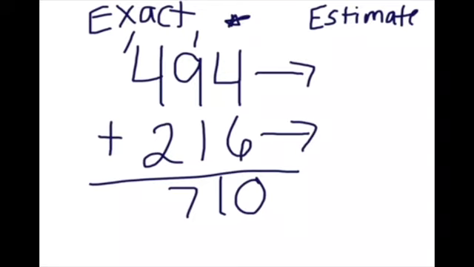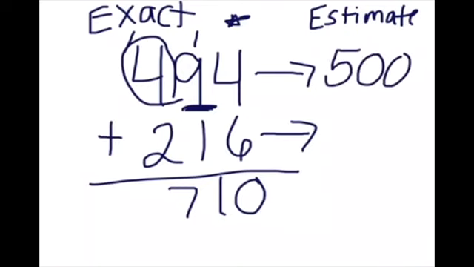Remember, if I'm going to round to the nearest 100, remember our rounding rules. I'm going to look at my tens place, and I'm going to ask myself, is it 4 or lower, or 5 or higher? It is 5 or higher, right? 9 is higher than 5. So I'm going to look at my hundreds place, and that's going to go up by 1. So now I'm going to round 494 to 500.